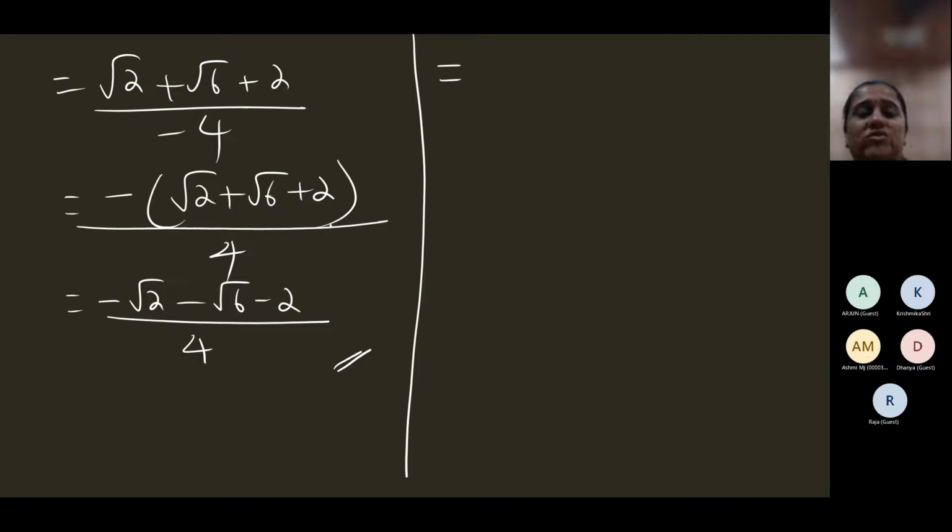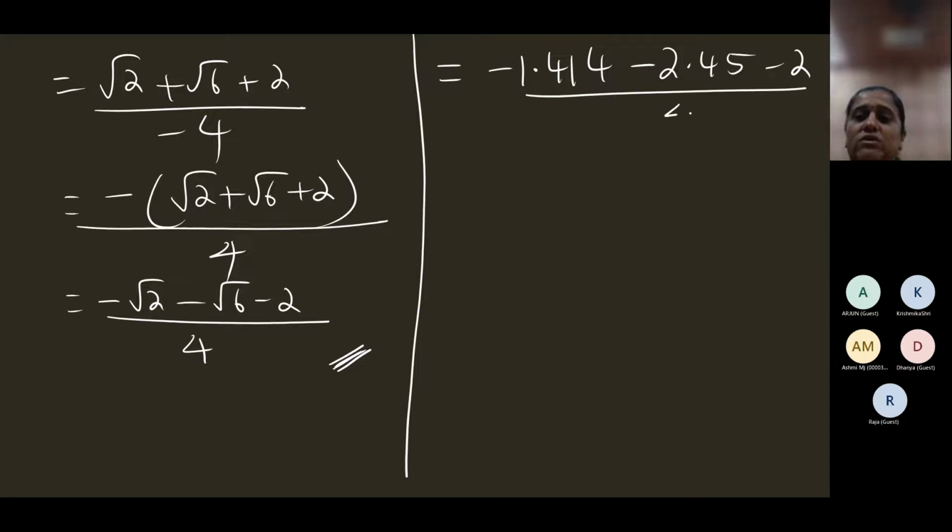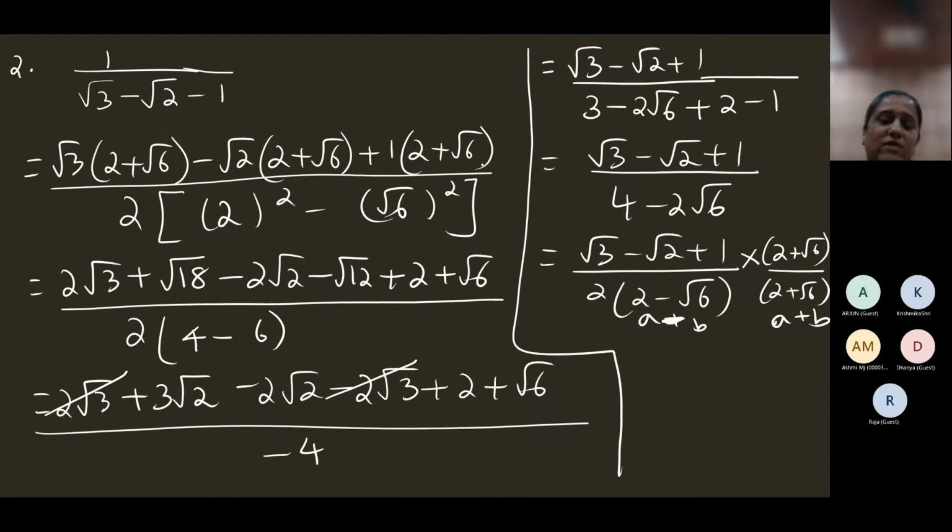Now this is the final step. We are done. But since we are given the values of root 2 and root 6, you need to use those values and simplify further. So what is root 2 given to be? Minus 1.414 minus 2.45 minus 2 divided by 4. This part you will have to do. Yes, children, please write it down, and any questions, ask me.